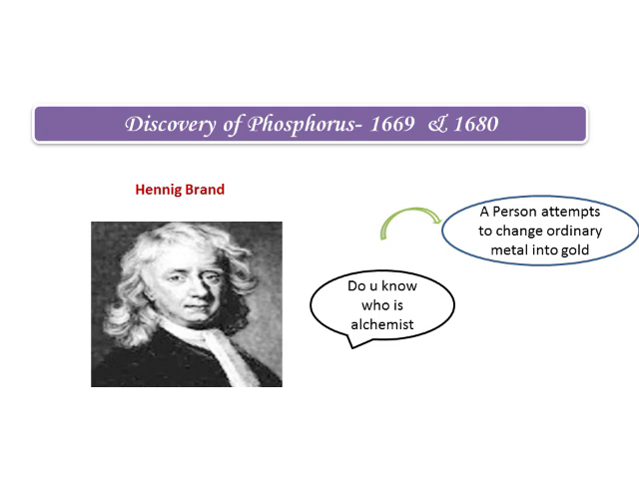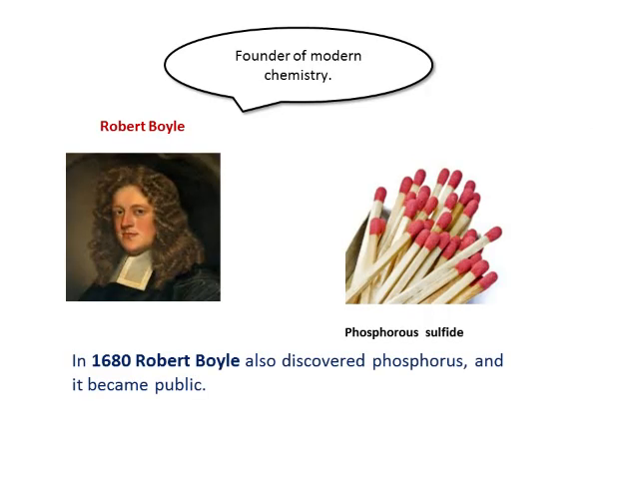The discovery of phosphorus, 1669 to 1618. Do you know who an alchemist is? A person who attempts to change ordinary metal to gold. In 1669, German merchant and alchemist Henning Brandt attempted to create a philosopher's stone, an object that theoretically could turn metal into pure gold. He heated residue from boiled urine and a liquid dropped out and burst into flames. This was the first discovery of phosphorus. In 1618, Robert Boyle also discovered phosphorus and it became public.